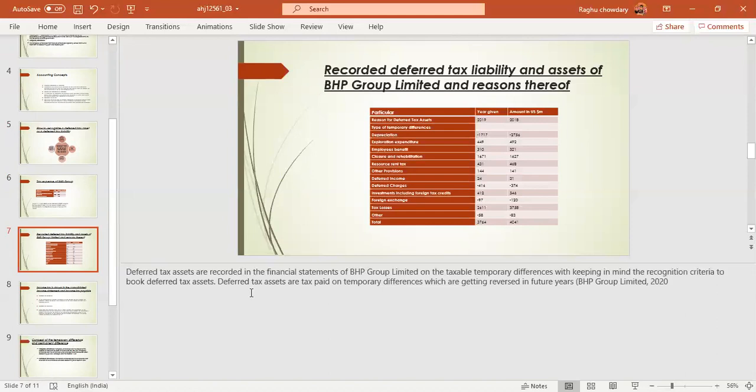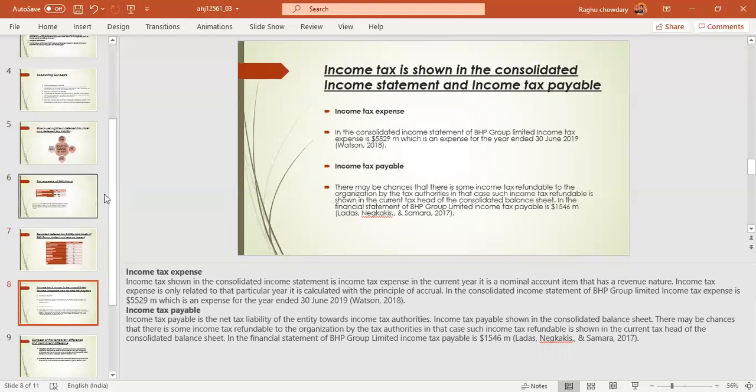Deferred taxes are to be paid on temporary differences, which get reversed in further years. And I would like to move on to the next slide, stating the income statement, which can be shown in terms of consolidated and income tax payable.